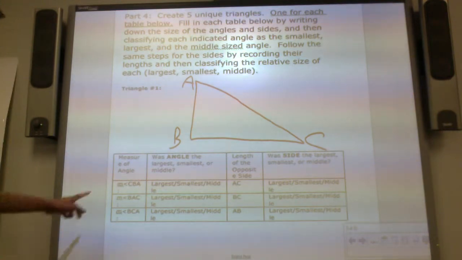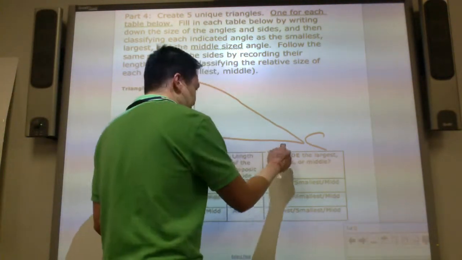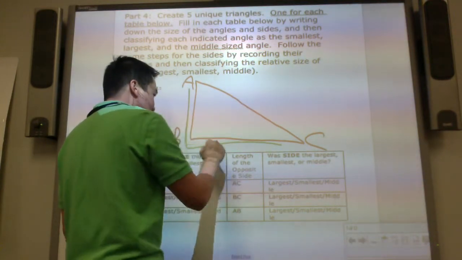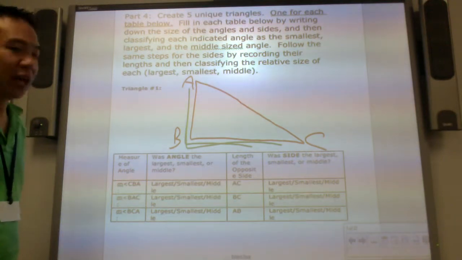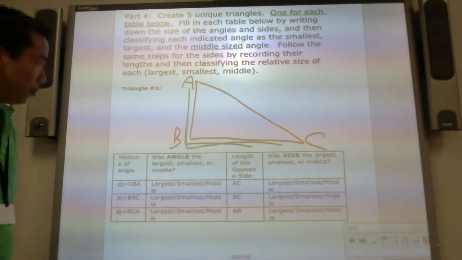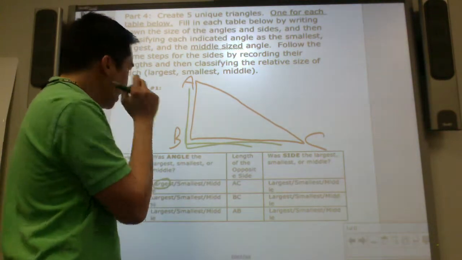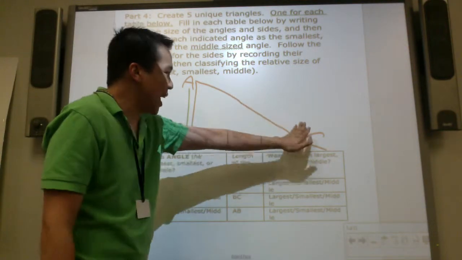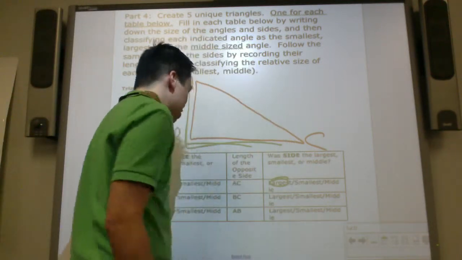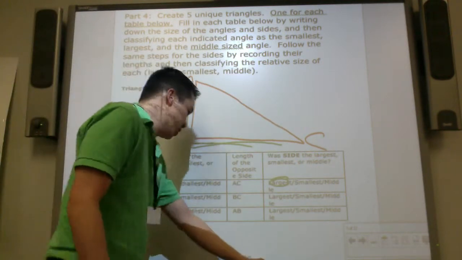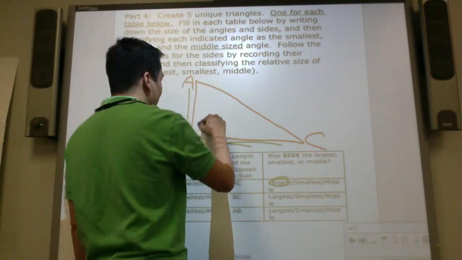So find the measure of CBA. Here's the measure of CBA. What can you tell me about this angle? From what I can tell, it looks like it's the widest of all. So this angle is the largest of the three. On the opposite side, does AC look like it's the longest side? It does to me. It is the largest side. Let's look at the next one. Look at BAC, which is right here.